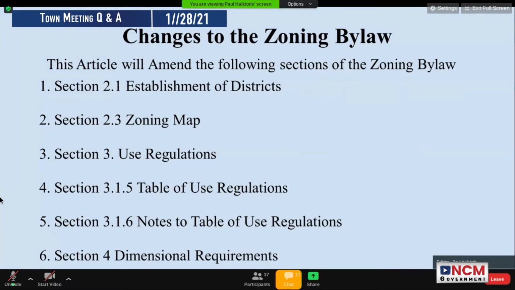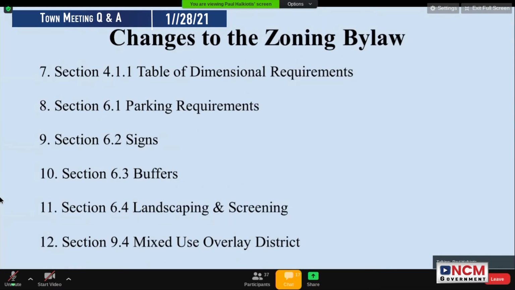This article will amend several different sections of the zoning bylaw. These sections include section 2.1, the establishment of districts; section 2.3, the zoning map; section 3, the use regulations; section 3.15, the table of use regulations; section 3.16, the notes to the table of use regulations; section 4, the dimensional requirements; section 4.1.1, the table of dimensional requirements; section 6.1, parking; 6.2, signs; 6.3, buffers; and last, section 6.4, landscaping and screening.